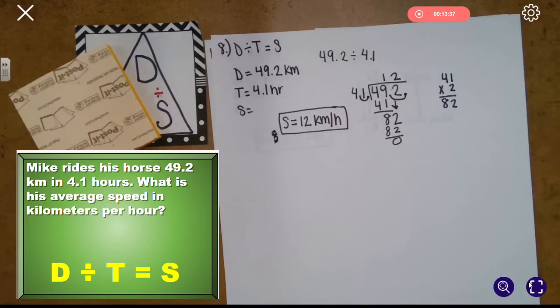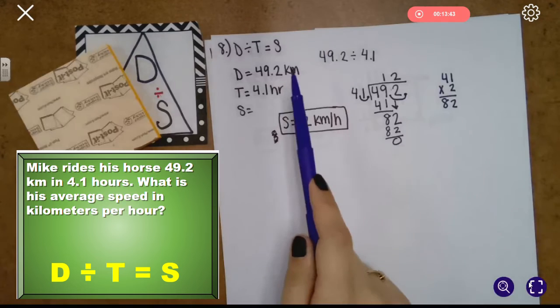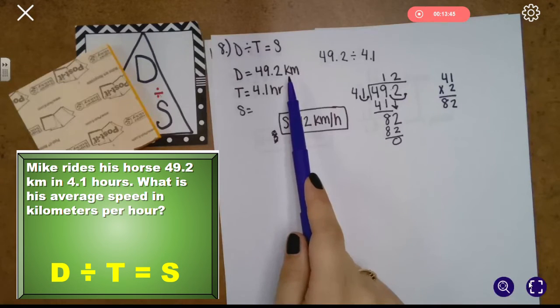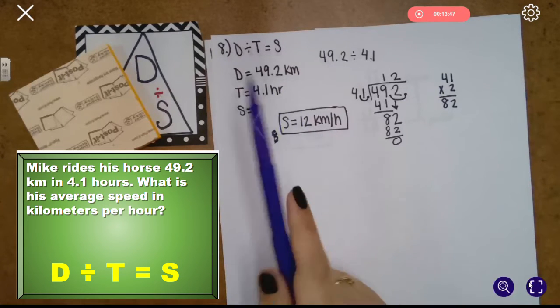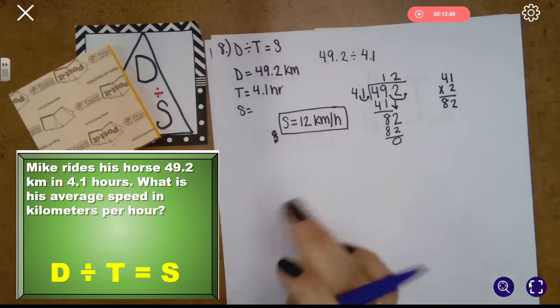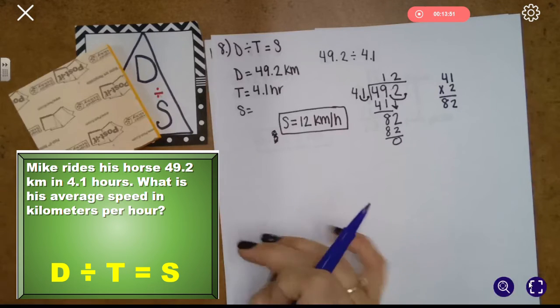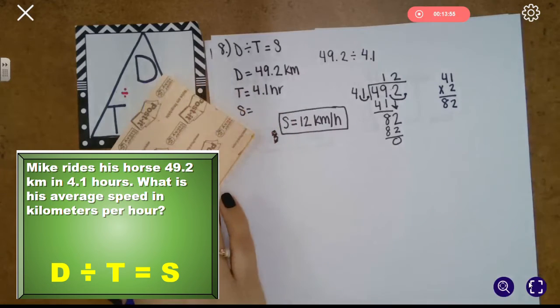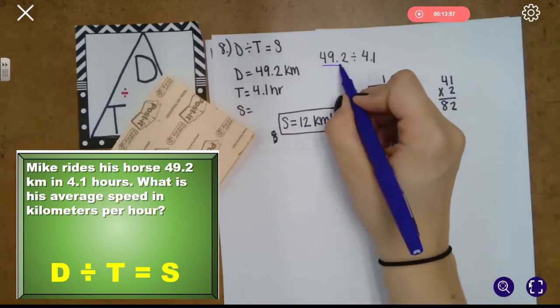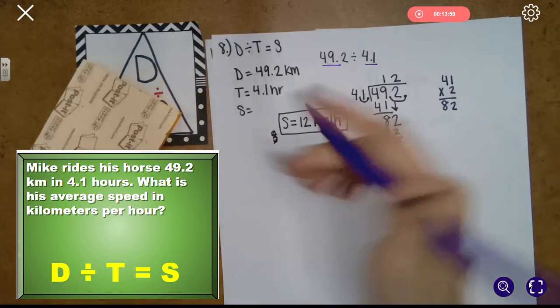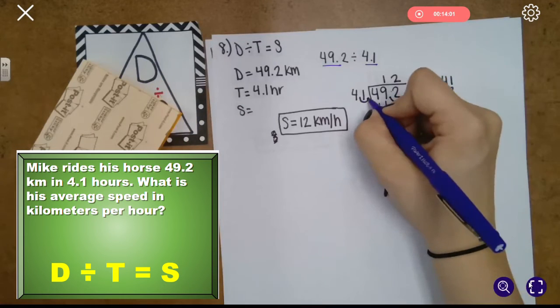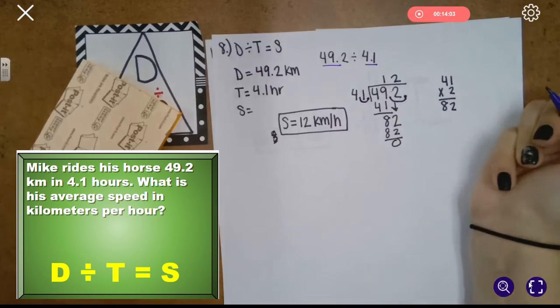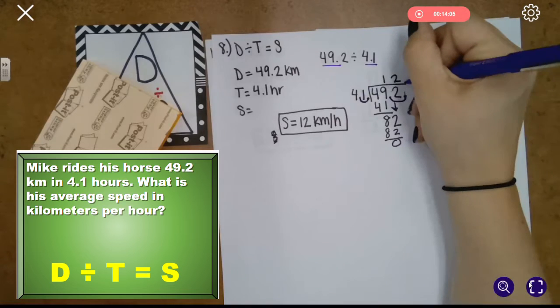Number 8, Mike rides a horse. Mike rides his horse 42.9 kilometers in 4.1 hours. What is his average speed in kilometers per hour? So again, cover up speed. We're going to do distance divided by time. This time we have to move both decimal points. Again, move it straight up.